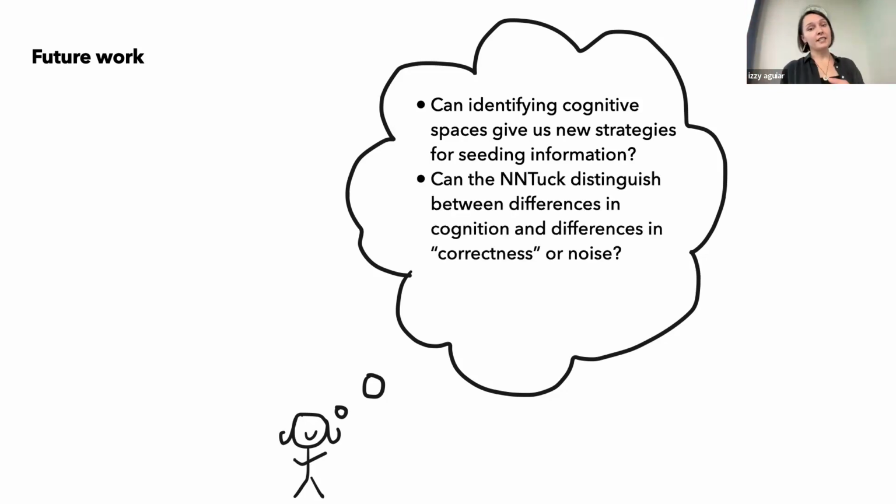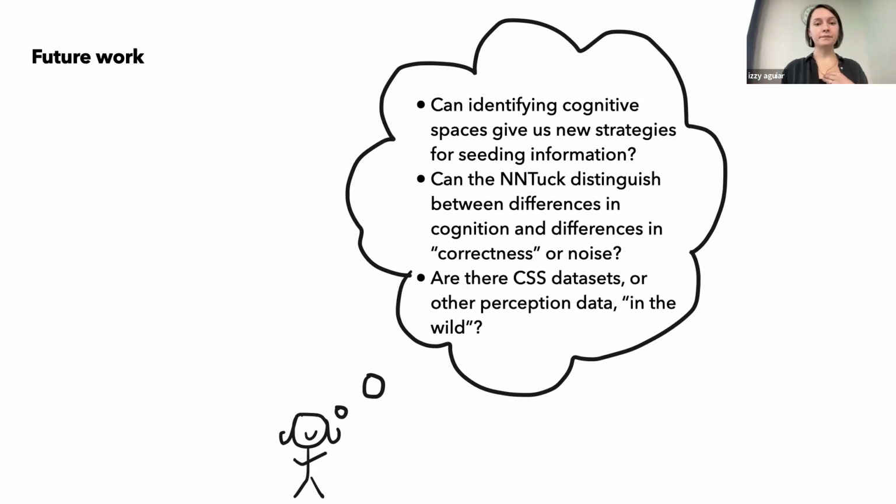The non-negative Tucker decomposition distinguished differences in cognition and differences in correctness or noise. So like I said, we identified that person 14 as being different from the rest, but is that because he had some very different rules for recalling his network, or because he was just a noisy realization and didn't care about it? If it is noise, are there other settings in which we could use this tool to isolate this noise?